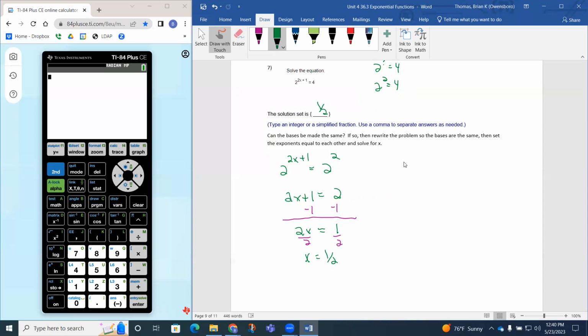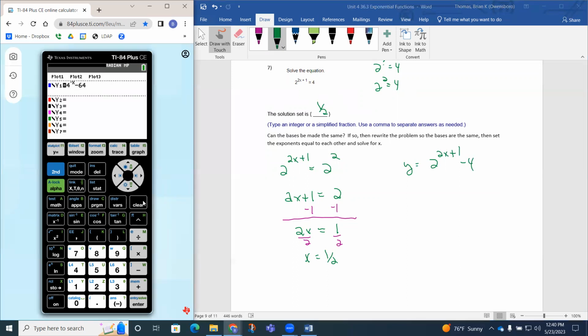So again, if you're using your calculator, you could write this as y equals, and then you can move this 4 over to the other side and write this as 2 to the 2x plus 1 minus 4. You could try to look at it from that perspective. So y equals 2 to the 2x plus 1 minus 4. If I hit graph, notice that we do see the graph. So we do see the 0 there. If I want to find that 0, notice how it looks like it's halfway between 0 and 1. So it looks like 1/2 looks good.